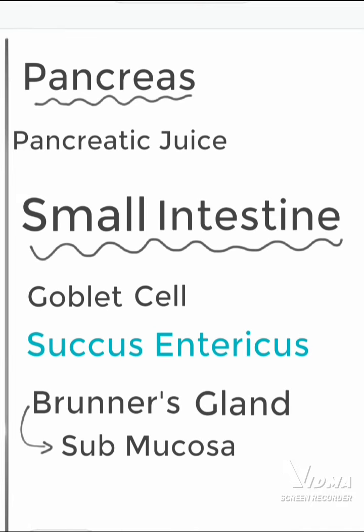Small intestine has goblet cells in its mucosa layer. This goblet cell secretes only mucus. And the brush border cells present in the small intestine secrete some secretions. The secretion of the brush border cells and the secretion of goblet cell, that is mucus, is together called succus entericus. The submucosa layer of small intestine has some gland called Brunner's gland. The secretion of Brunner's gland also helps in the process of digestion of food.